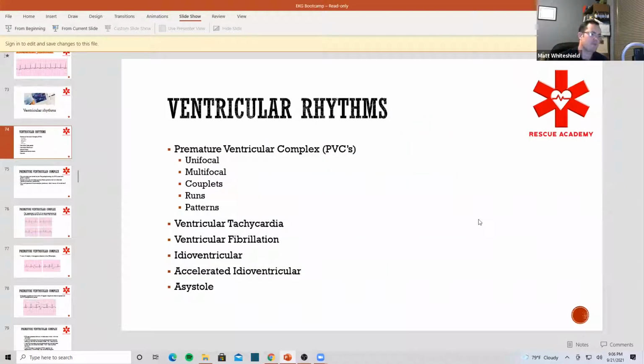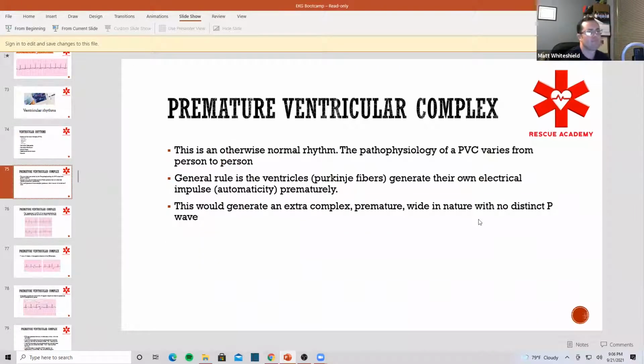Ventricular rhythms. We're going to be talking about PVCs, the different types of PVCs that you're going to be seeing. Vtac, Vfib, idioventricular, accelerated idio, and asystole. So just like the PACs, just like the PJCs, we also have PVCs.